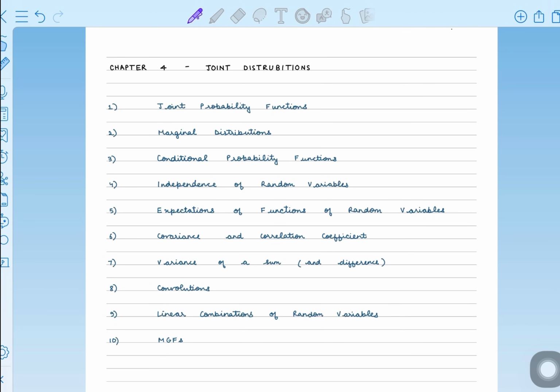In this week's video, we're going to be covering Chapter 4 on joint distributions. This includes joint probability functions, marginal distributions, conditional probability functions, independence of random variables, expectations of functions of random variables, covariance and correlation coefficient, variance of a sum, convolutions, linear combinations of random variables, and its relationship with MGFs.